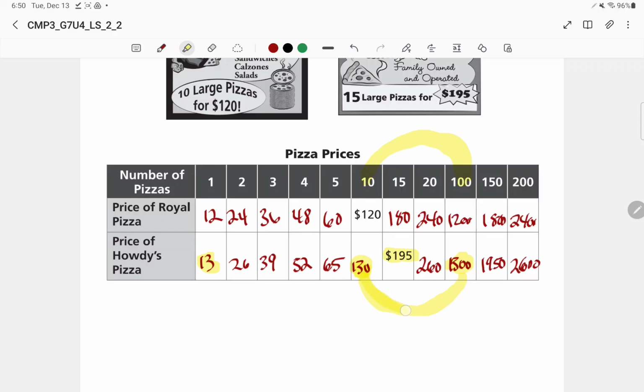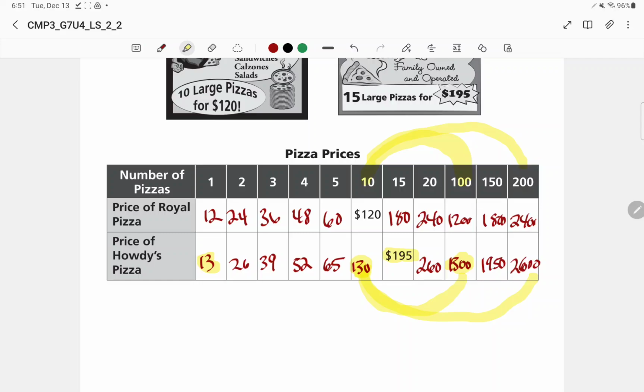And then you would multiply this by 20 to get 2,600, because you would multiply 10 by 20 to get to 200. So there are shortcuts if you understand that this is basically scale factors all over again. Now let's go ahead and answer the questions below.